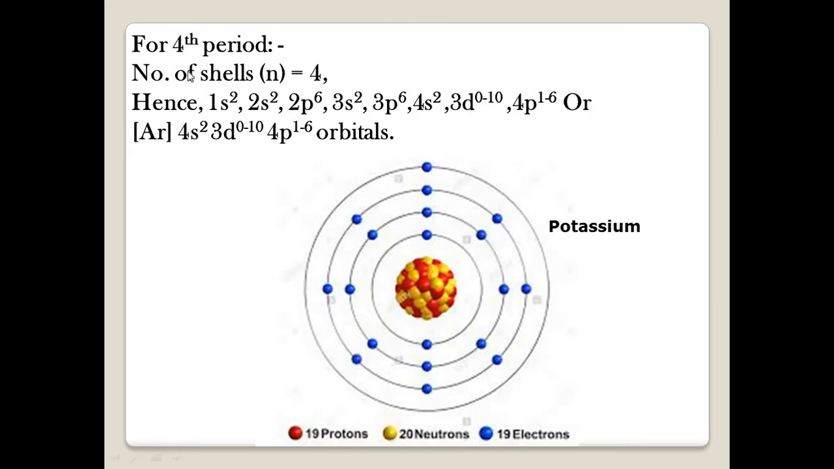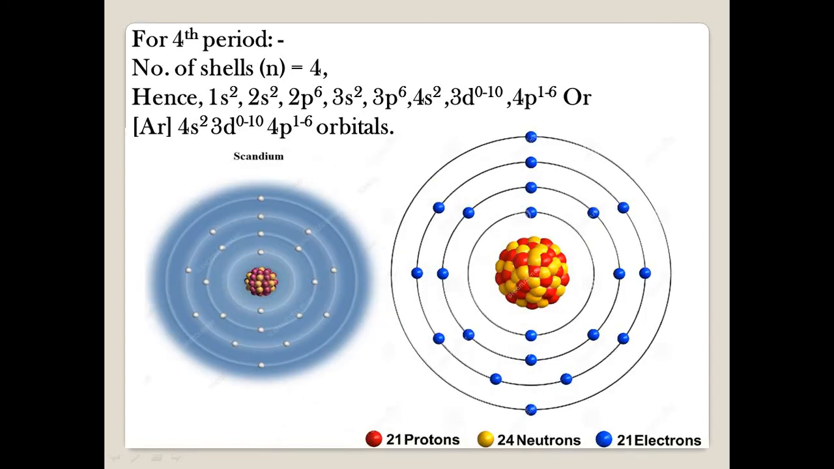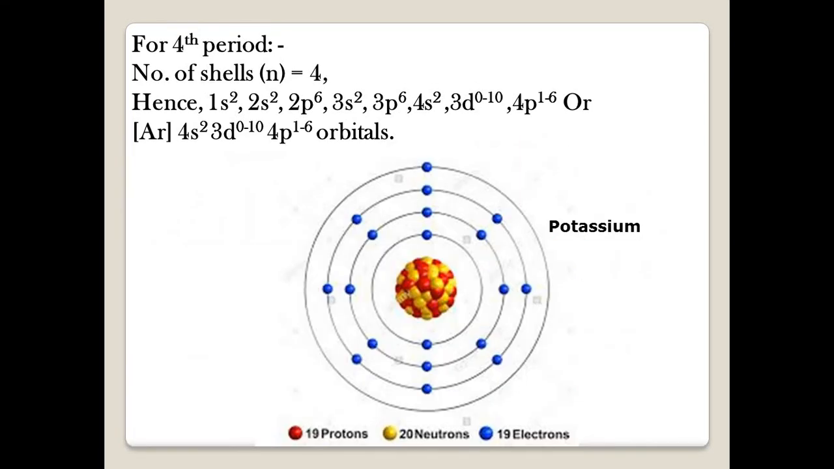Let's see the fourth period, n is equal to 4. Hence the general electronic configuration is 1s2 2s2 2p6 3s2 3p6 4s1 to 2, 3d 0 to 10, 4p 1 to 6. Are you getting this? For potassium, it has 19 protons, 20 neutrons and 19 electrons. So the mass of potassium is 39. Are you getting this?